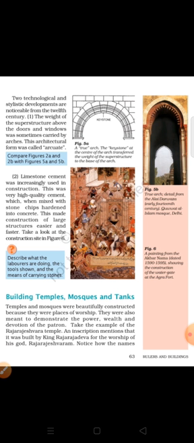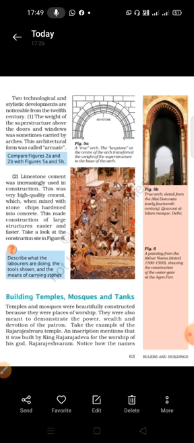The architectural form was called the arcade. That is called the arcade. The true arch, the keystone at the center of the arch, transferred the weight of the superstructure to the base of the arch. So that is the main point. Now compare figures 2a and 2b with figures 5a and 5b. You can compare all of that.